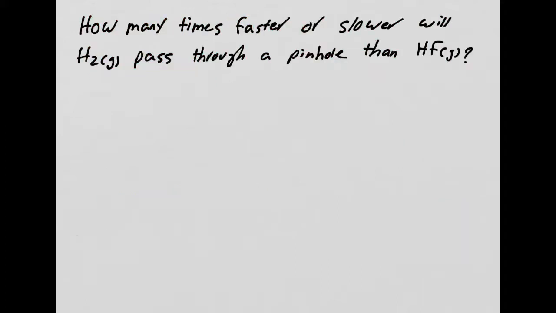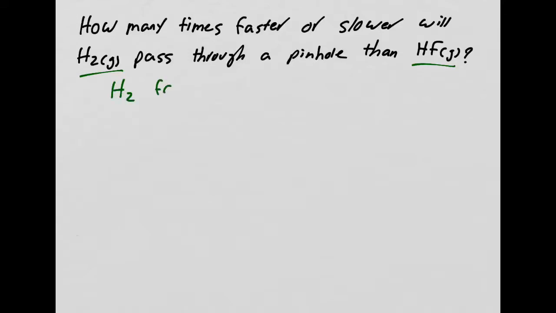Okay, so when you read this question, we have two gases, right? We have the H2 gas and we have an HF gas. And then they're asking you how many times faster or slower will H2 pass through a pinhole than HF. Let's answer this conceptually first. Which one is going to be faster, H2 or HF? What do you think? Tell someone next to you, your roommate, your housemate, your sibling, if you can find someone. Hopefully you said the right answer, which is H2.